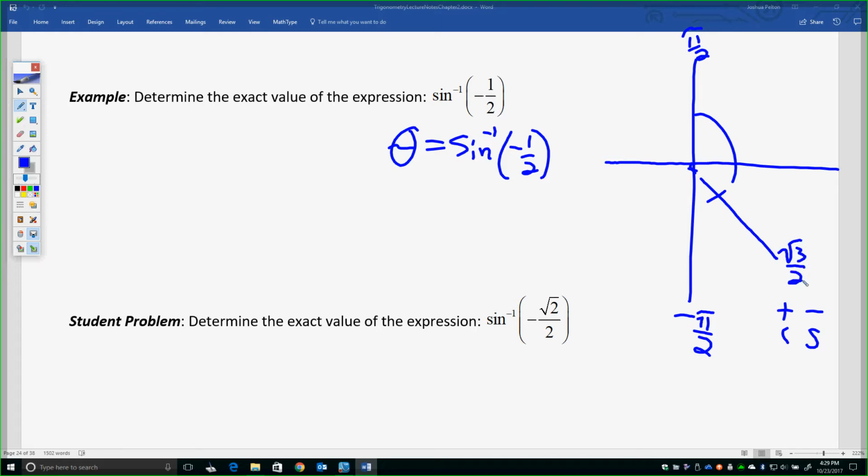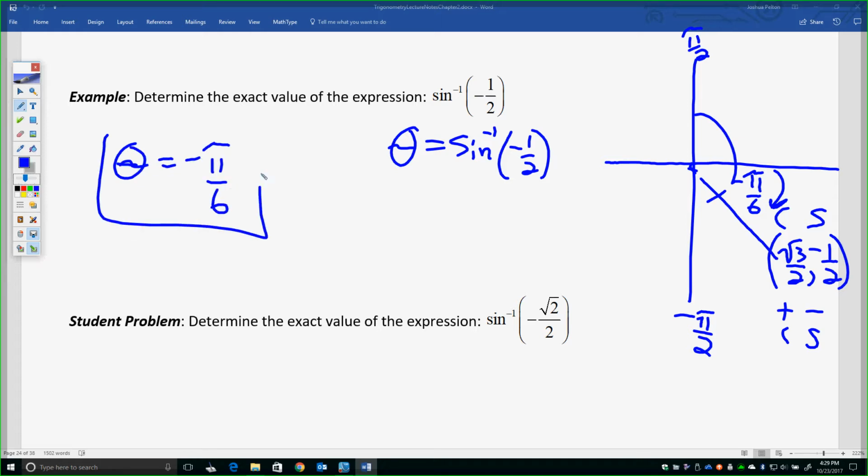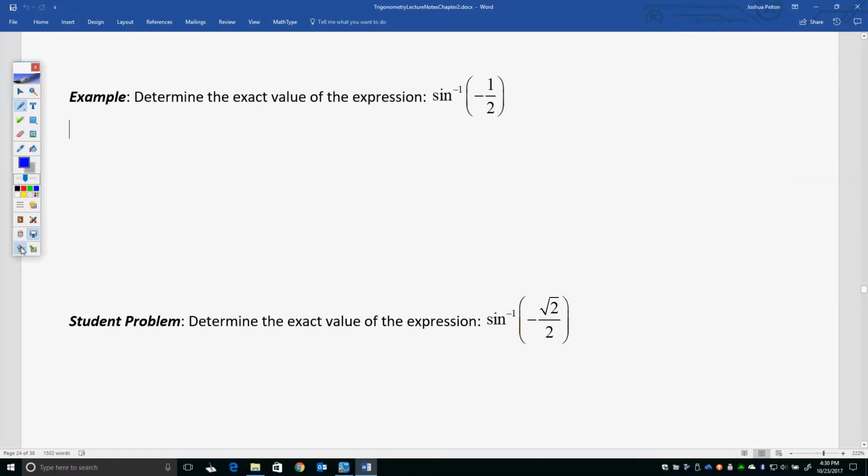So root 3 over 2, comma 1/2. But it's negative for the y value for cosine, sine. And that is just a 30-degree angle of pi over 6. But I went this way, so I have to be negative. So my angle here is negative pi over 6. Alright, let's try the next one. Pause the video, try a student problem.